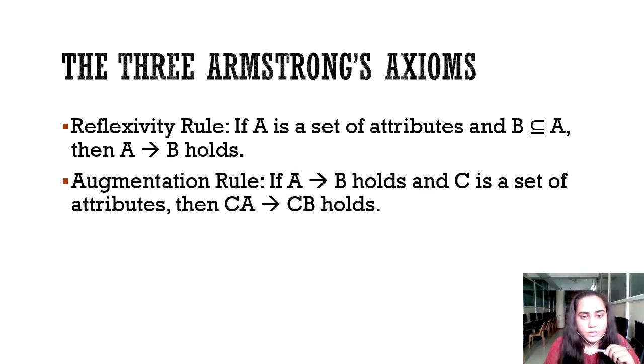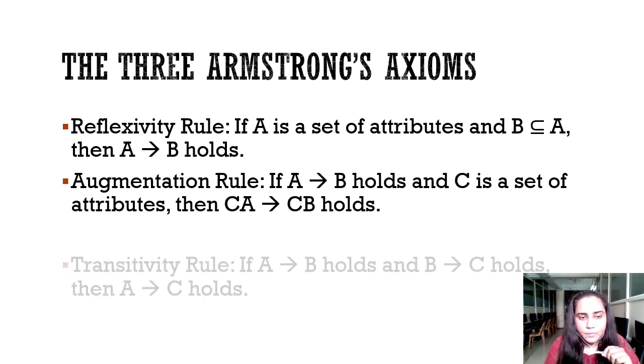Then you have the augmentation rule. Augmentation rule is: if A determines B holds, that means A determines B is true, and C is a set of attributes, then you can augment C on both sides. That means you can write down CA determines CB. But remember that C should be the same. C can be one attribute or multiple attributes, but they have to be the same. They have to match on both sides.